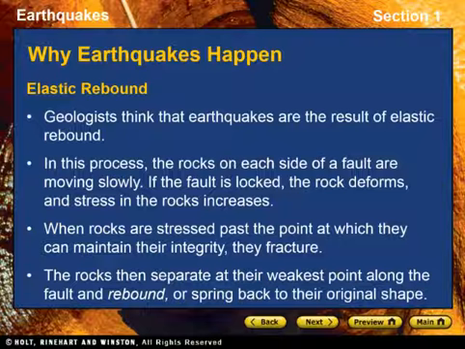So in this process, the rocks on each side of the fault are moving slowly, typically. Now, if the fault is locked, which means it doesn't move, the rock will deform and the stress in the rock will increase because they're not moving to allow the stress to dissipate. When rocks are stressed past the point at which they can maintain their integrity, they fracture, they break. Right? Once you apply more force to the rock than it can handle, it's going to break. Okay? Here we call it fracture. The rocks separate at their weakest point along the fault and then rebound or spring back to their original shape.